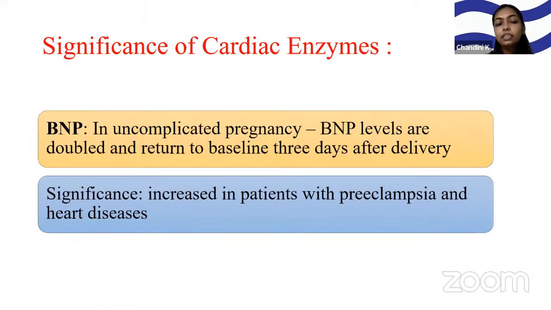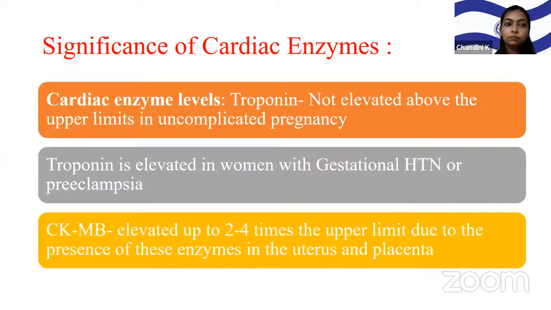So there are other modalities which can help in risk stratification or to identify complications, such as cardiac enzymes. But their significance in pregnancy is low because the pregnant state as such will lead to an increase in the levels of these enzymes. A few such enzymes are the BNP, which is brain natriuretic peptide. In uncomplicated pregnancy, BNP levels are doubled and return to baseline 3 days after delivery. And it is also increased in patients with preeclampsia and heart disease. Hence, it doesn't have much role in classification of heart failure or to identify heart failure in pregnant patients.